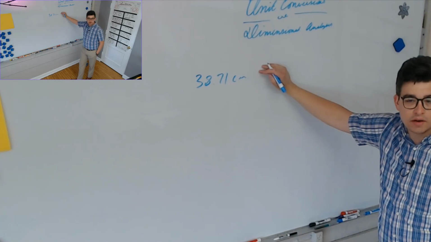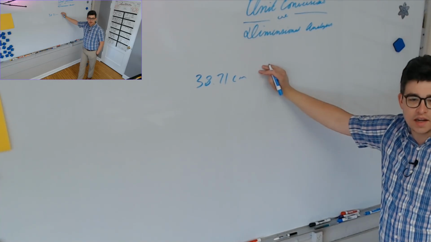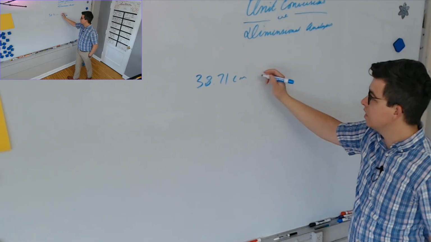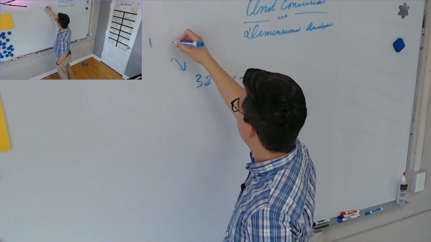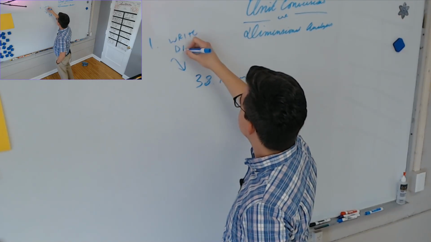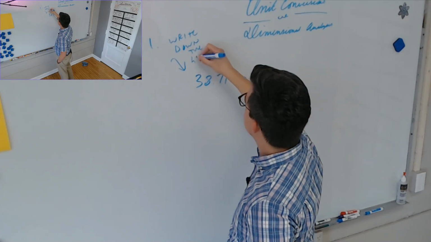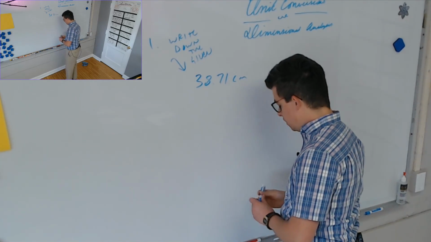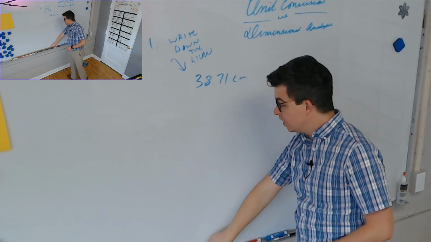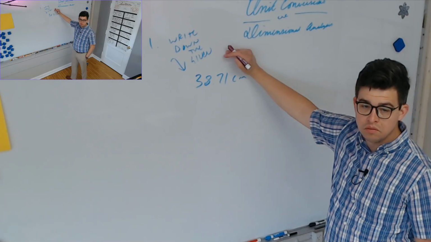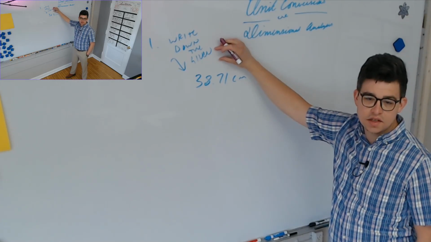Hey, everyone better be writing this down. Step 1 is write down the given. Write down the given measurement. Step 1, write down the given measurement. If I use the word given, measurement is implied. Given is an adjective describing this.